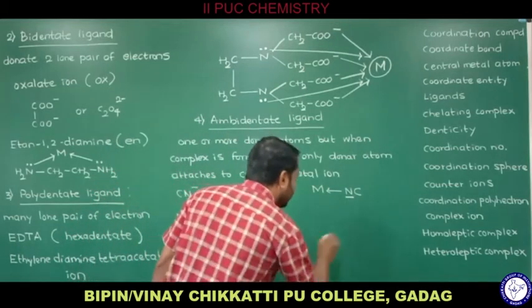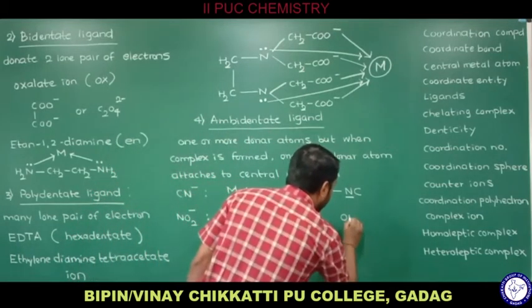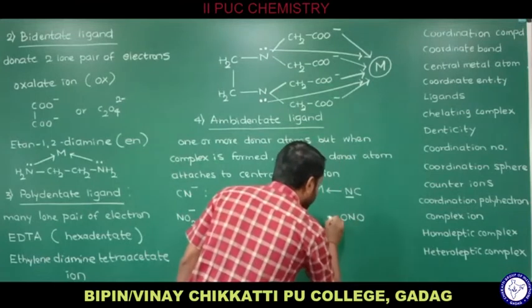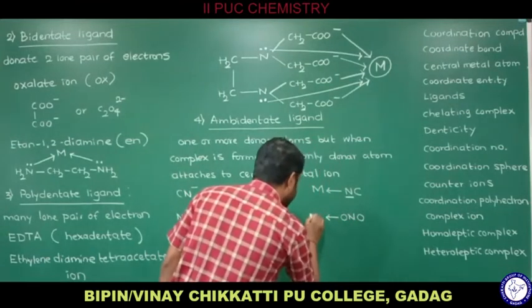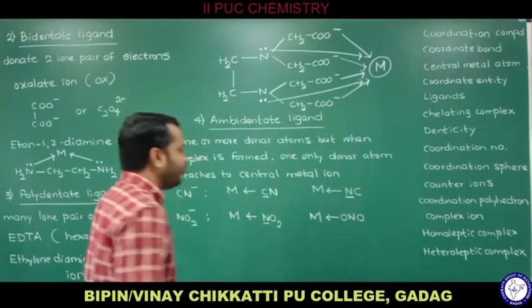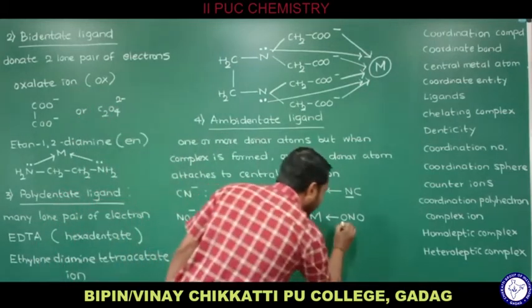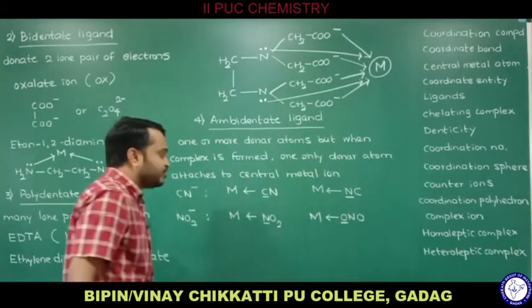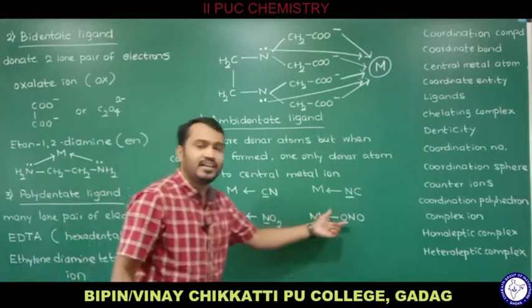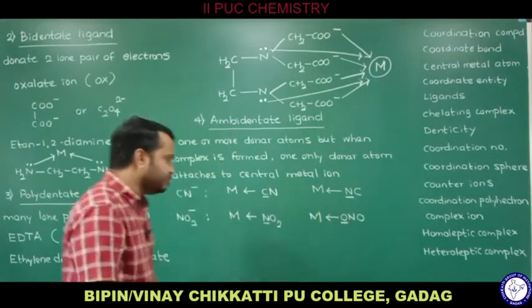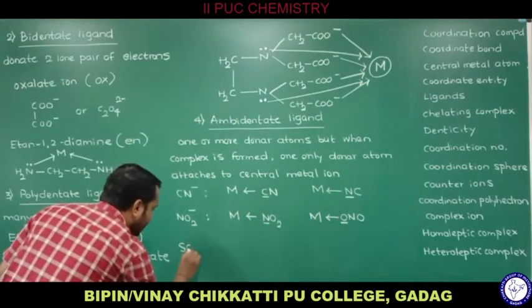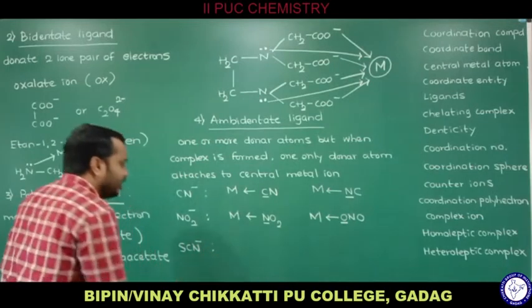Sometimes oxygen is going to donate. So how do I write here, I can write ONO. So in this case, what happens, oxygen is going to donate the lone pair of electrons to the metal. So I underline that oxygen is going to donate. So this we call a nitro, and this is a nitrito. While naming, we use that. One more example, SCN minus, thiocyanido.